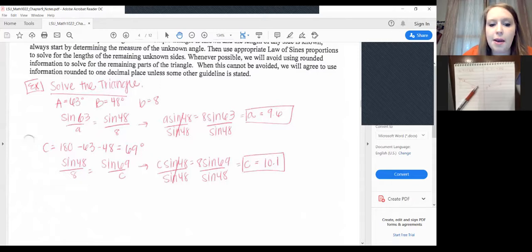Okay, then you do the same thing, but with C. It's really easy to find angle C because all the angles in the triangle have to add to 180. So 180 minus 63 minus 48 is 69.